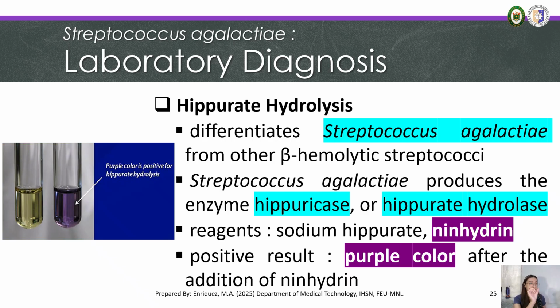Ngayon, yung glycine po na na-produce through that reaction, this can be detected after the addition of ninhydrin, forming a purple colored product as we can see right here in this picture. So, ang positive result po is a purple color. But again, you would only be able to observe the purple color after adding ninhydrin.